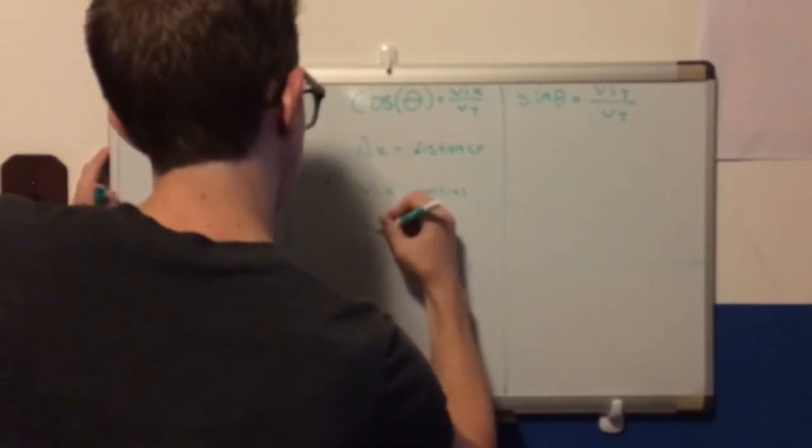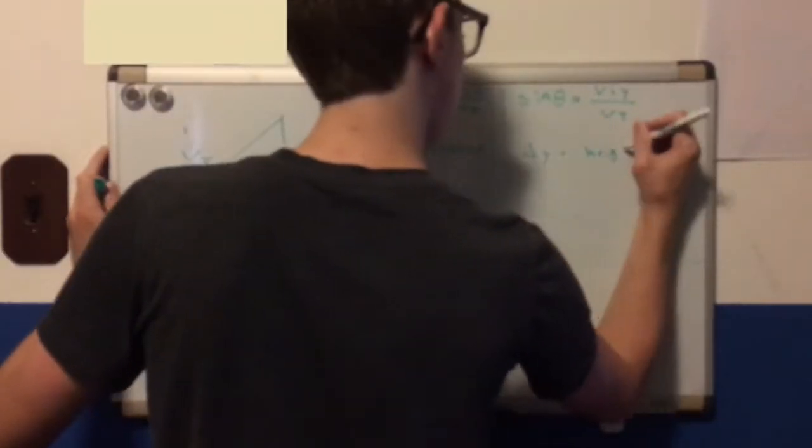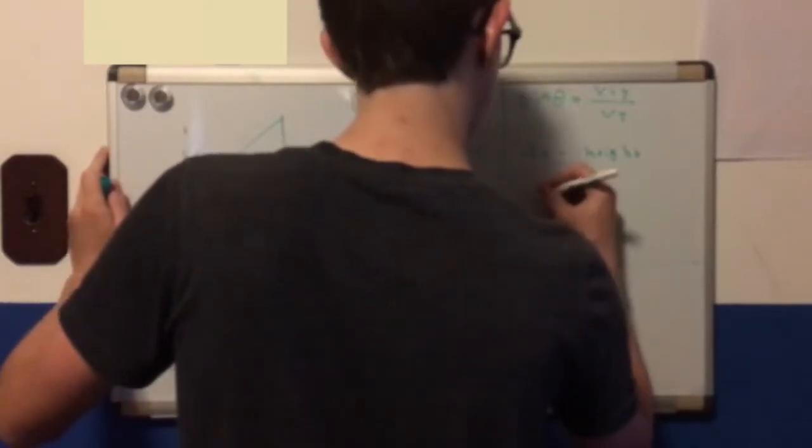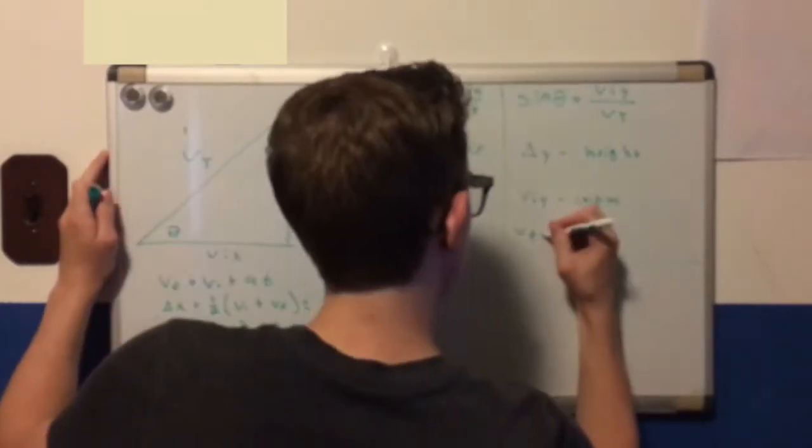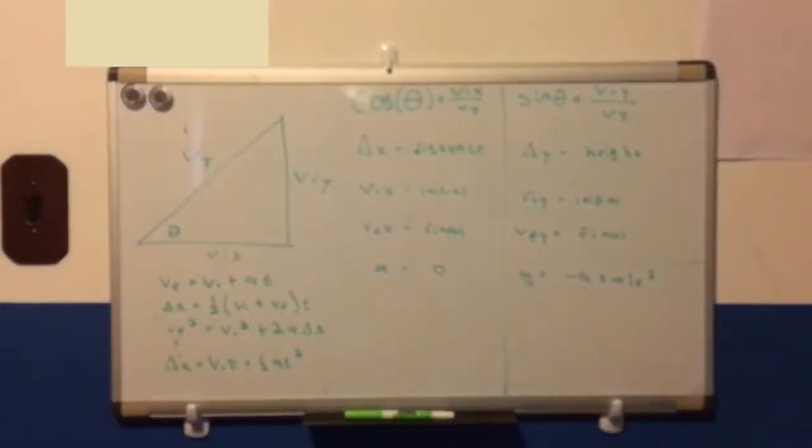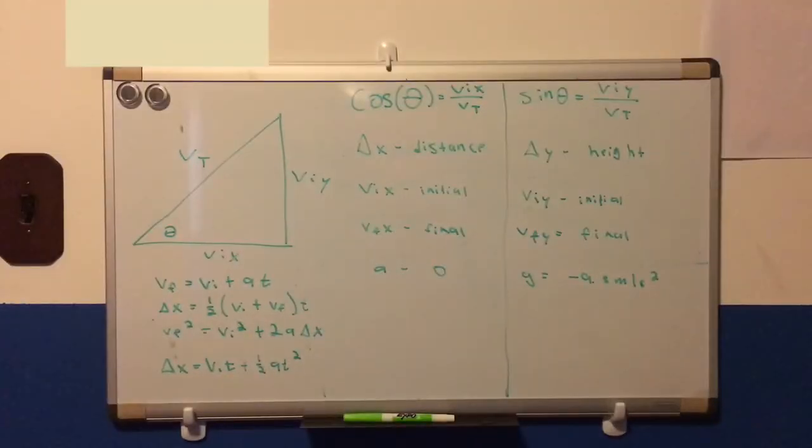Delta y, initial and final y velocity, and gravity are all used for the vertical direction. Delta x, initial and final x velocity, and acceleration, which we'll just assume doesn't exist, are all used for the horizontal direction.